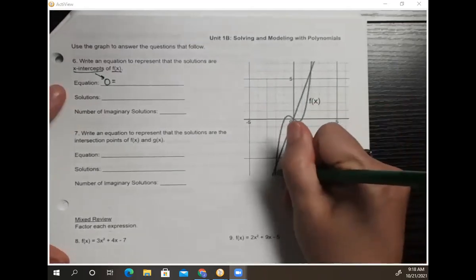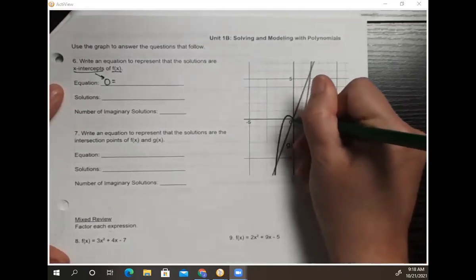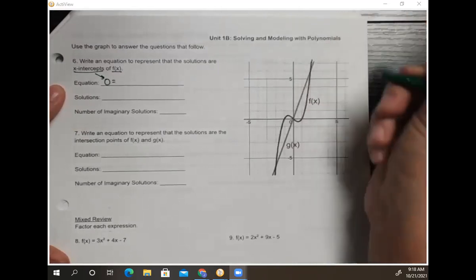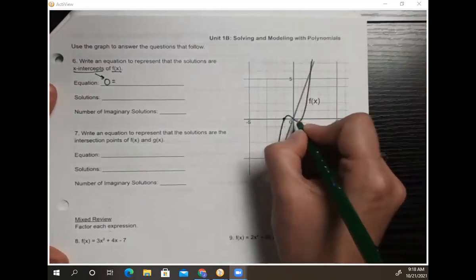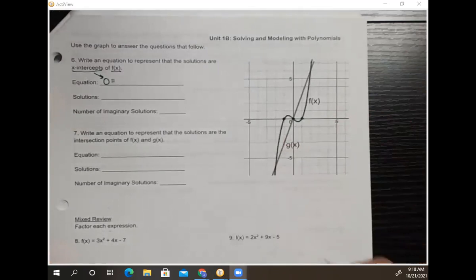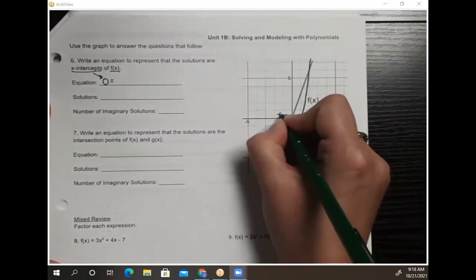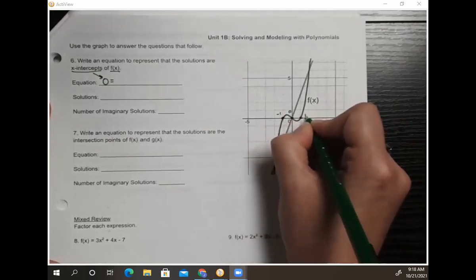So f of x, again, is this guy right here. I can see its x-intercepts pretty clearly. So I'm going to go ahead and write a function based on that, because we know how to write functions based on x-intercepts. So it looks like I've got an x-intercept at -1, at 0, and at +1.